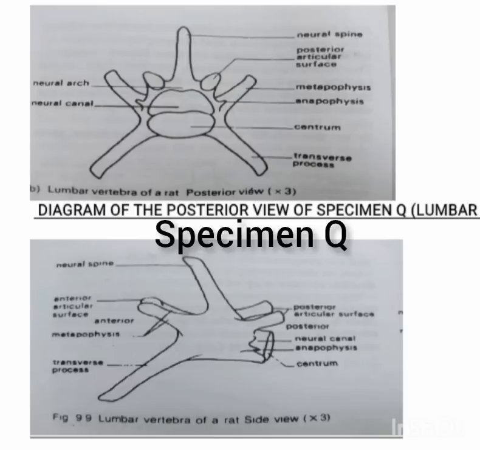Then we have some of the parts. The neural spine is for attachment of muscle. Then the transverse process is for muscle attachment also. Then the neural arch is for muscle attachment and protection of the spinal cord. Then the centrum is for mechanical support. Then the neural canal helps to house the spinal cord.